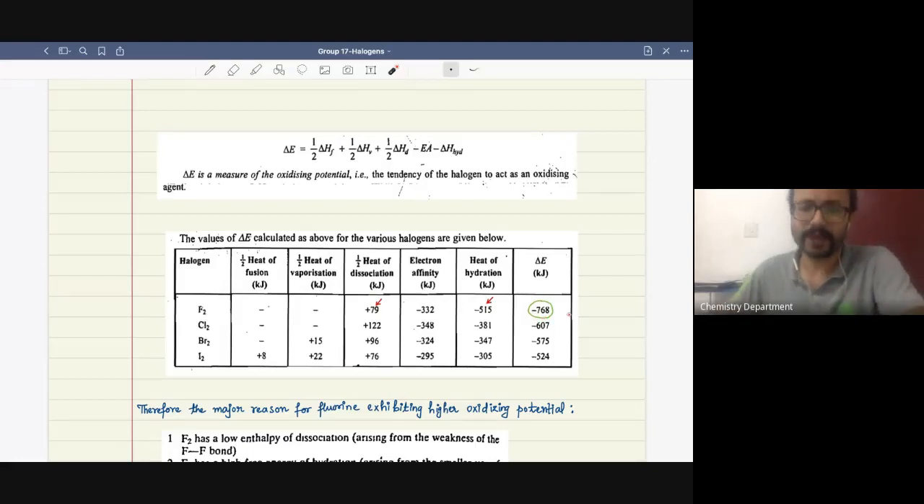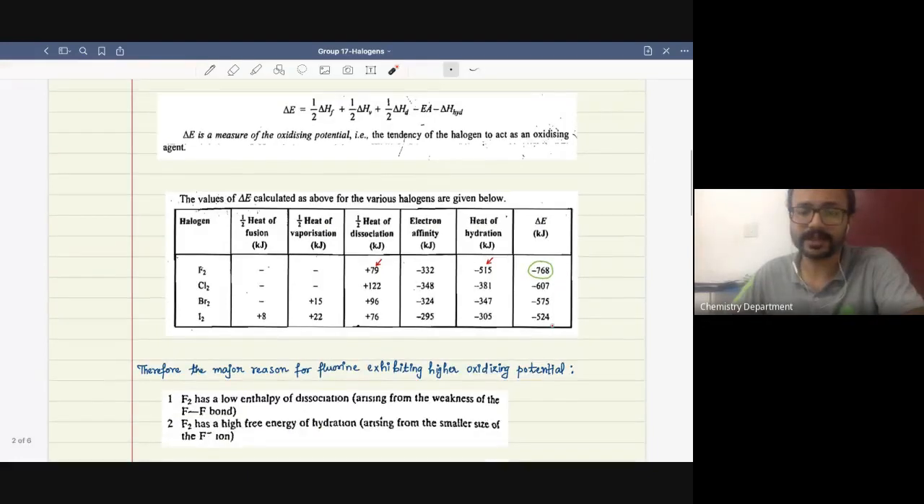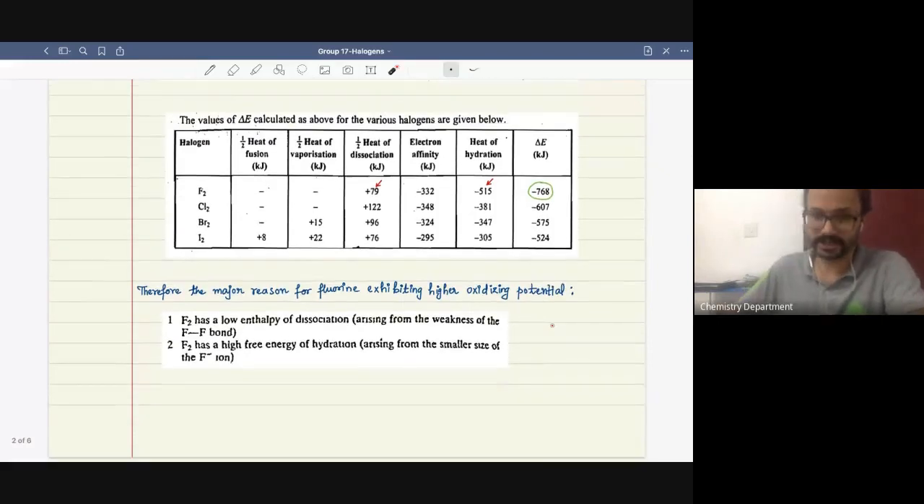So why does fluorine exhibit a higher oxidation potential? You can find from this table there are two important reasons. One is that F2 has a low enthalpy of dissociation. That means the dissociation of F2 breaking into two gaseous F atoms is very low in the case of fluorine. Now, why is that so? That is because of the weakness of the F-F bond.